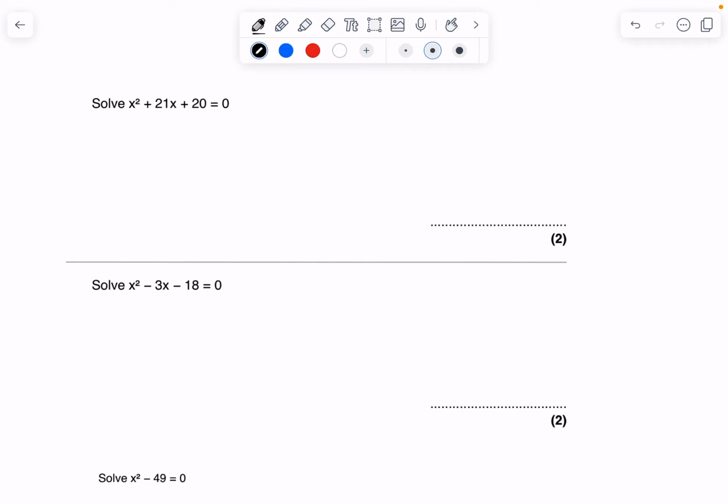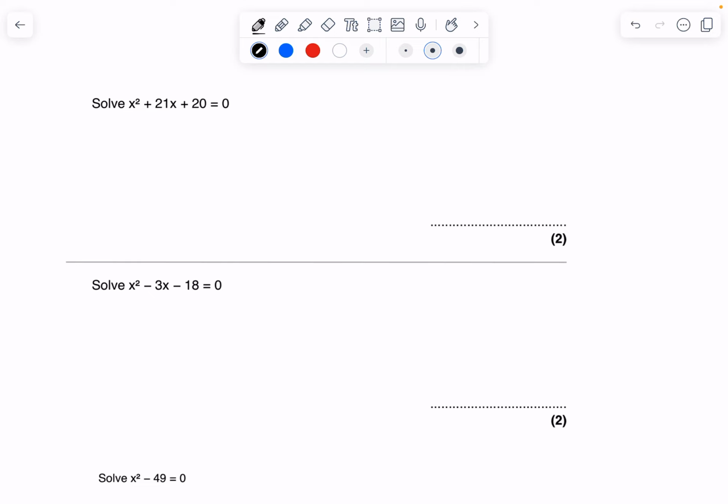Hi everyone, today I want to teach you how to factorize quadratics and how to solve a quadratic equation by factorizing. You cannot factorize every quadratic equation, but you need to check first if you could factorize it, because that is the simplest way to solve a quadratic equation. All of the examples I have for you here, you're able to factorize.